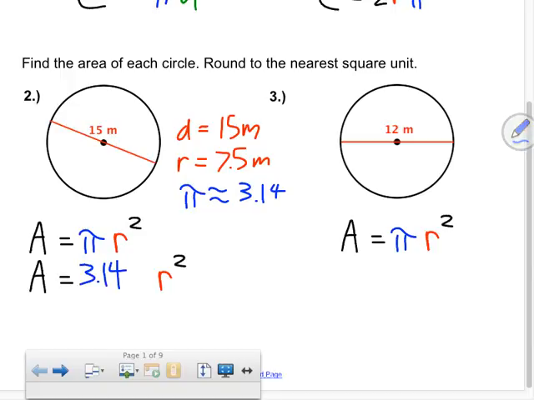Okay? Do you have a question? Yeah. Wait, so how did you get 7.5? Because they gave me the diameter in the drawing, and it's 15 meters. The radius is only from the center to the edge. The diameter is all the way across through the center. Do you understand why it's half? Right. So you had 15. What's half of that?